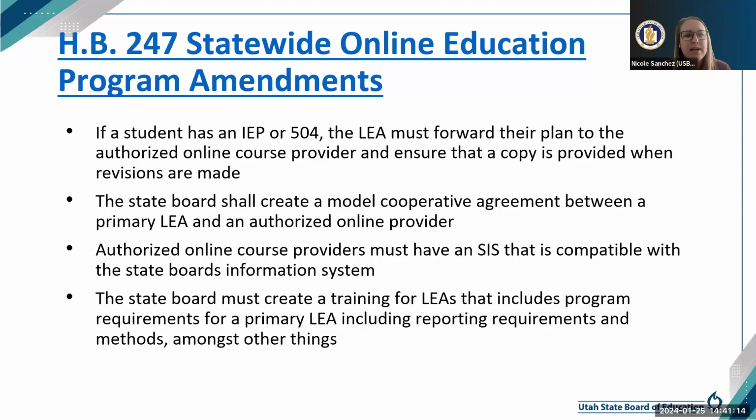And then if the bill were to pass, if a student had an IEP or 504, the LEA would have to forward that plan to the authorized online course provider and ensure that a copy is provided when revisions are made. The state board would need to create a model cooperative agreement between a primary LEA and an authorized online provider. The authorized online course providers would need to have an SIS that's compatible with the state board. And the state board would need to create a training for LEAs that would include program requirements for a primary LEA, which would include reporting requirements and methods, amongst a lot of other things.